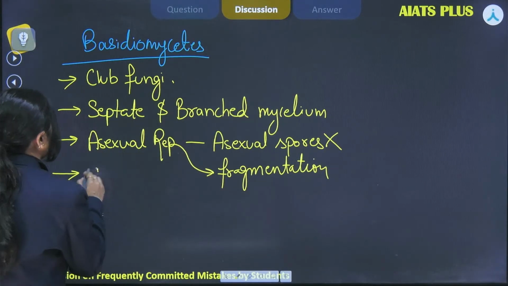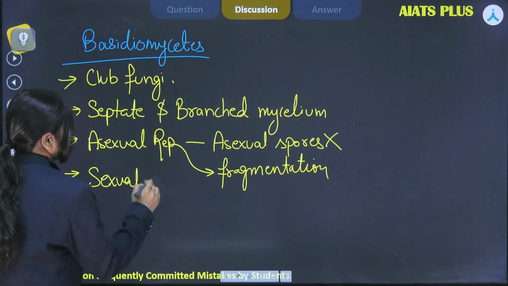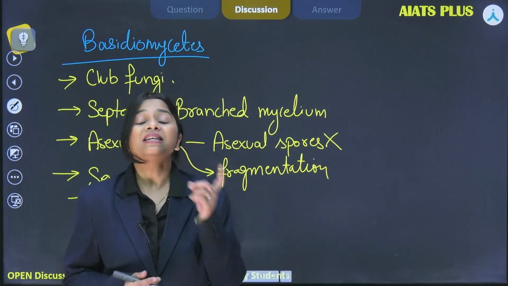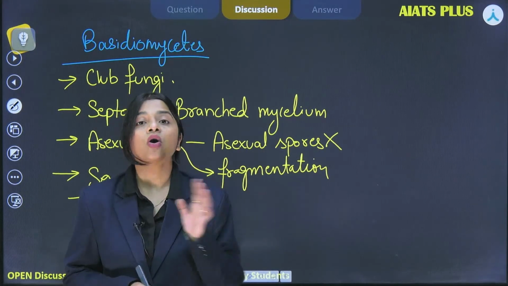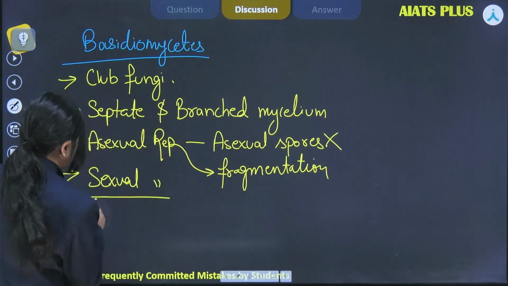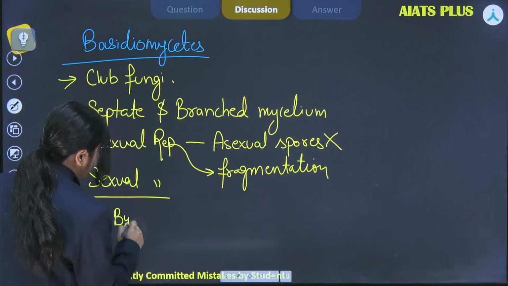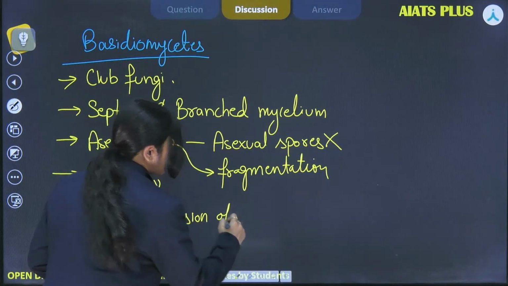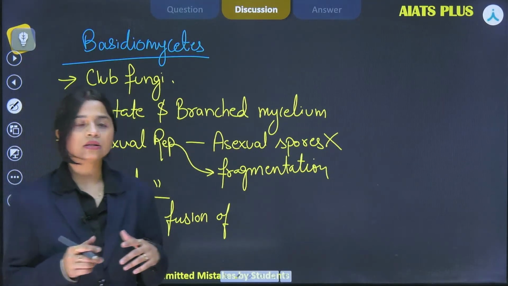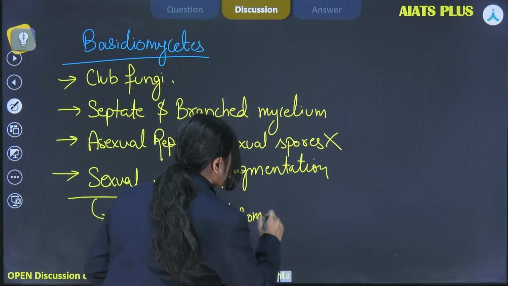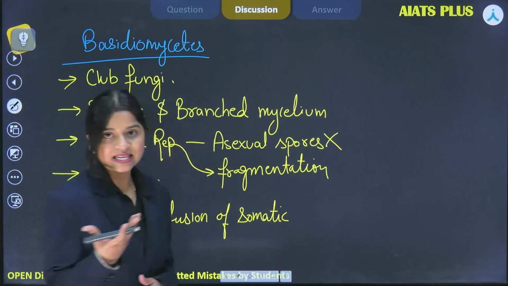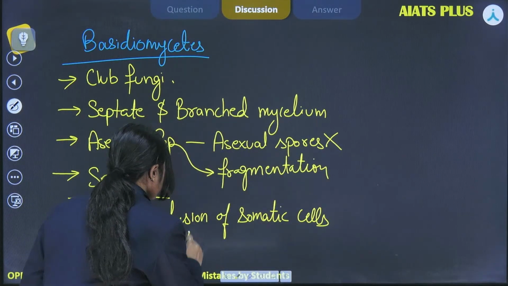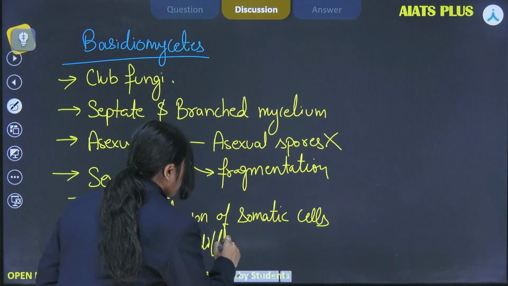After that, the sexual reproduction, if we consider. Sexual reproduction usually requires the sex organs, but in the members of basidiomycetes, sex organs are absent. Okay, so it will take place by the fusion of somatic cells. Okay, that means they are the normal cells. They are not the sex cells or the germ cells. They are the normal somatic cells of different strain. I'll show you how.